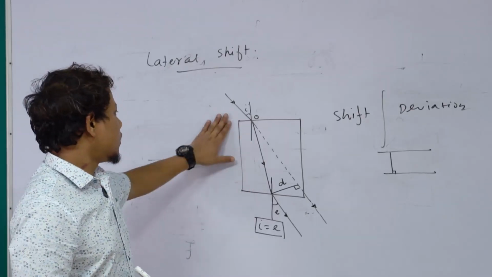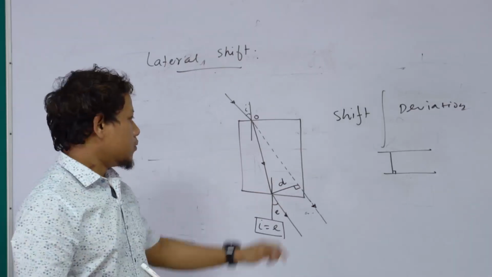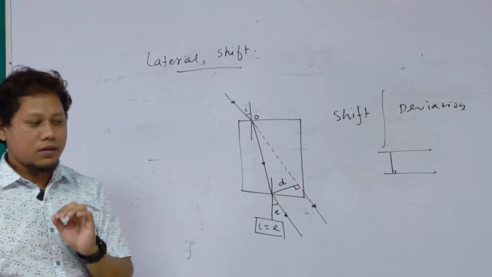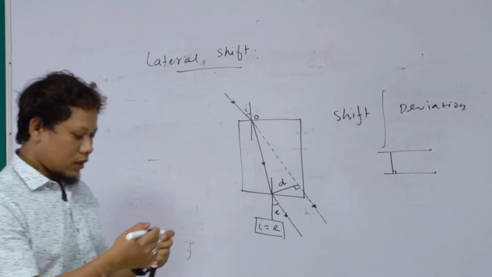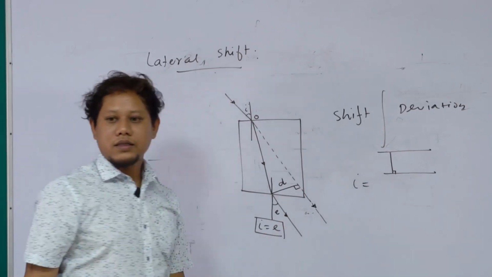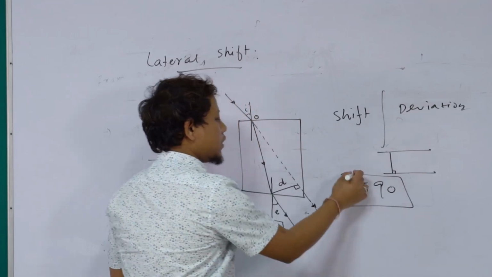Okay, so in board exam, derivation is not that important, because most of the time they never ask the derivation, but some short question might ask from this particular part. They might ask you when the lateral shift is maximum. When is the lateral shift maximum? When the angle of incidence is equal to 90 degree.